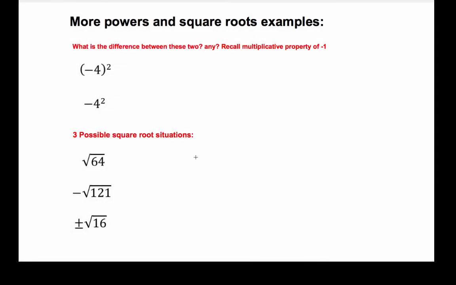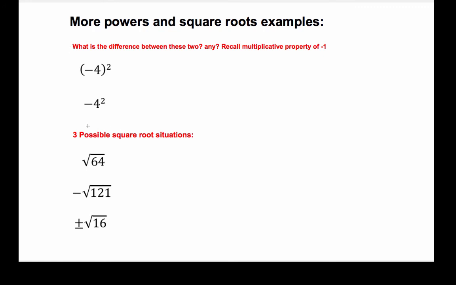All right, some more powers and square root examples. We've already looked at powers. We've already looked at some square roots in some previous lessons. Some special cases, though, that we want to take a look at. The question is, what is the difference between these two powers here? Is there any difference? And the hint or the clue is we need to recall the multiplicative property of negative 1.